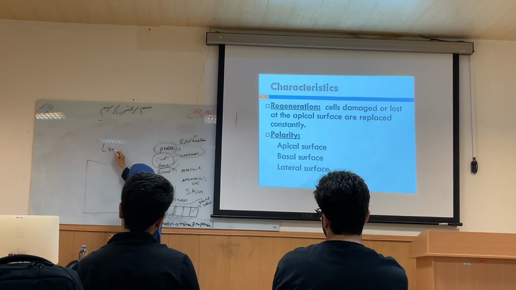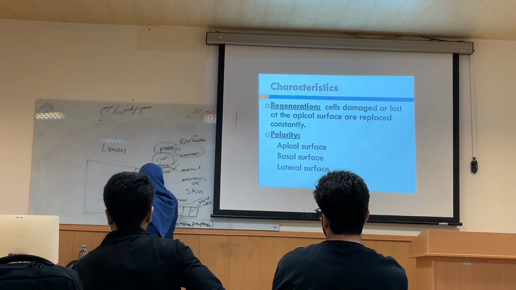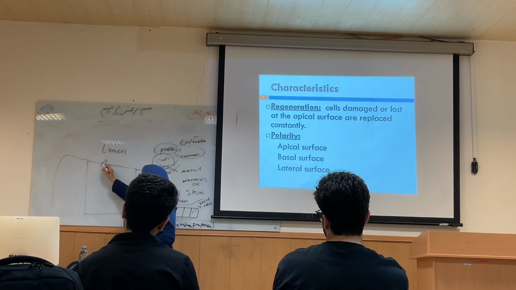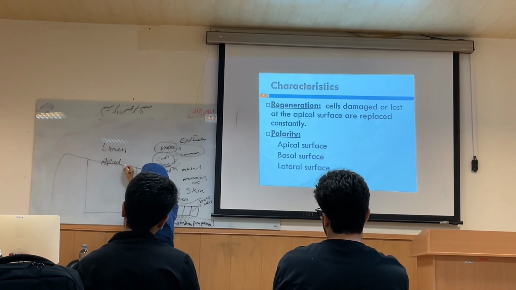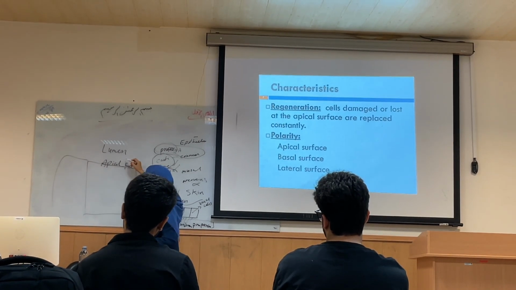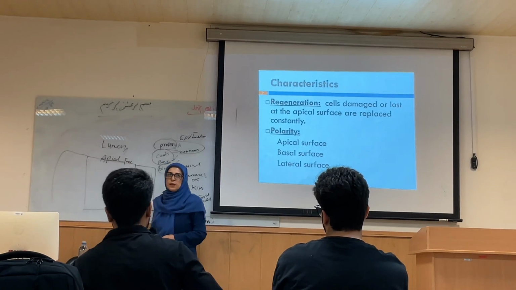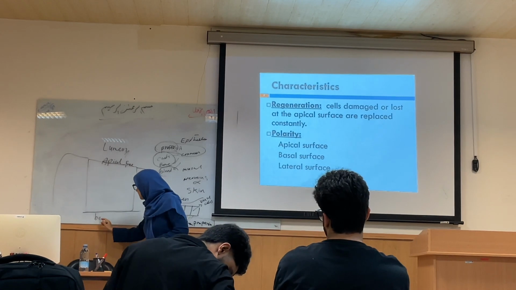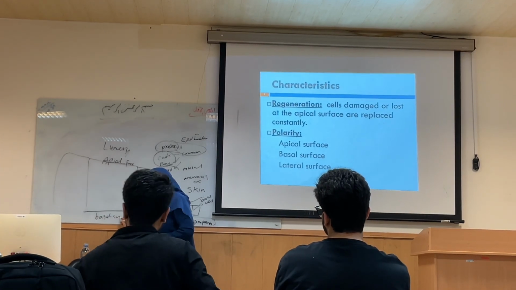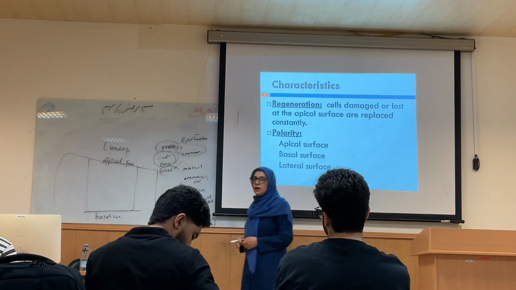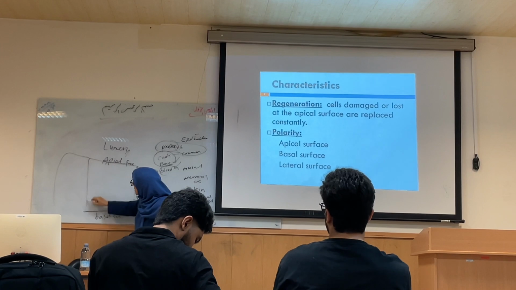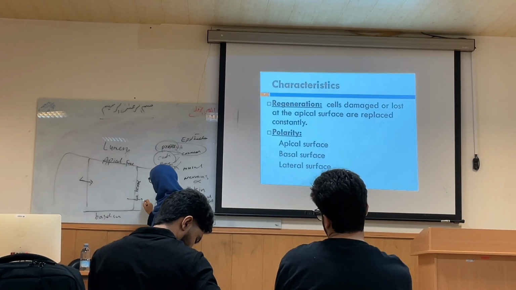Here is the lumen. Here another cell, another cell. This surface is named the apical or free surface, that is toward the lumen. The opposite surface is named the basal surface, that is located on the lamina propria. And these are lateral, by which surface they attach together.